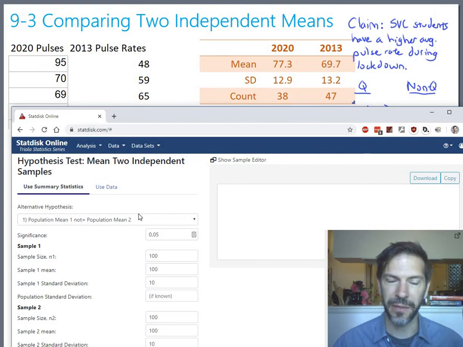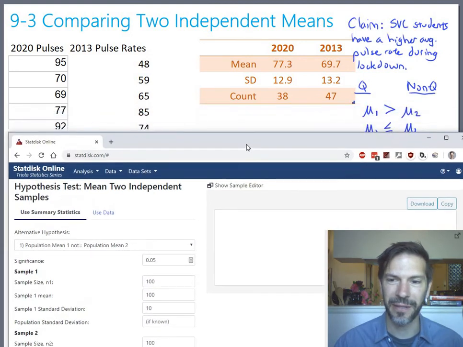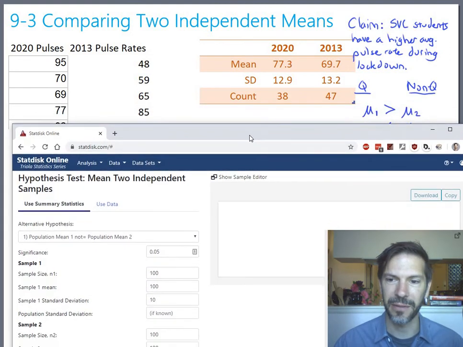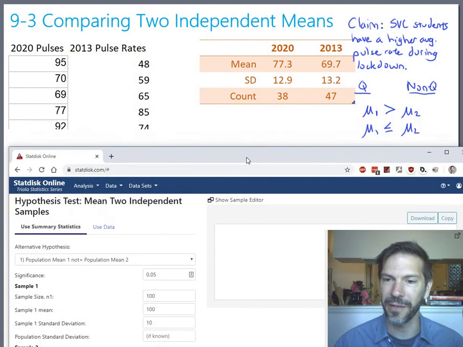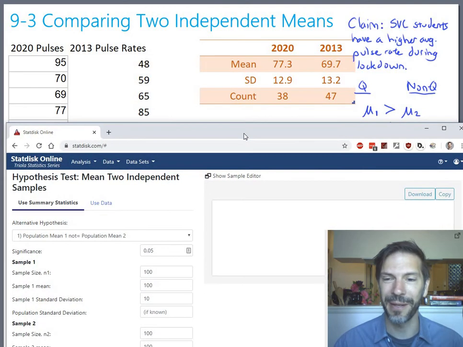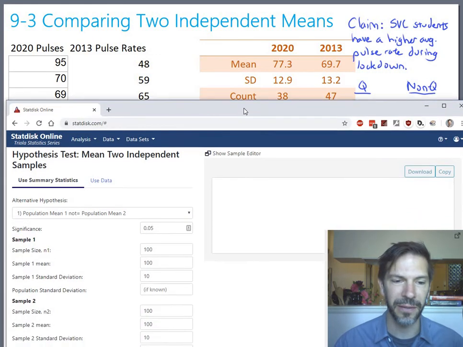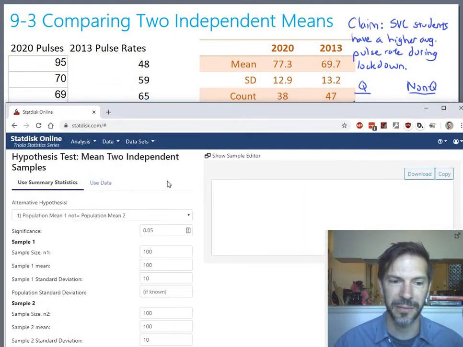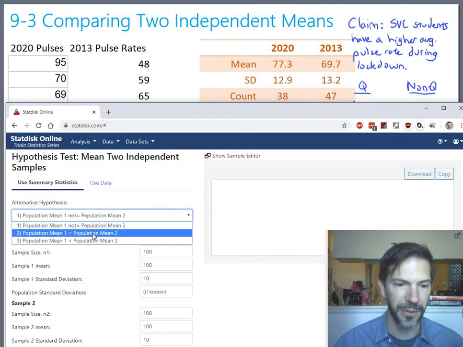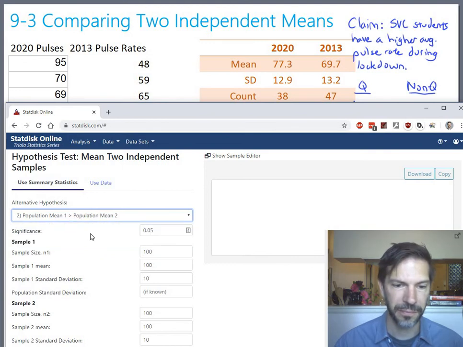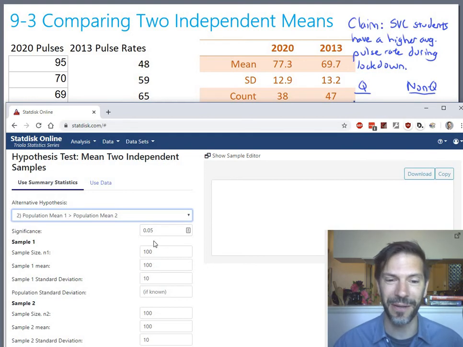Anyway, we need to start with our alternative hypothesis, which for us is that mean one. Oh, I didn't label alternative and null, but you should know those by now. I'll label them in a minute. We know that mean one greater than mean two is our alternative. So population mean one greater than population mean two. Significance level was not specified, so we use the default of 5%.